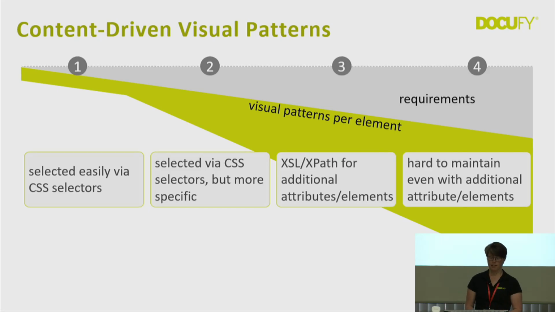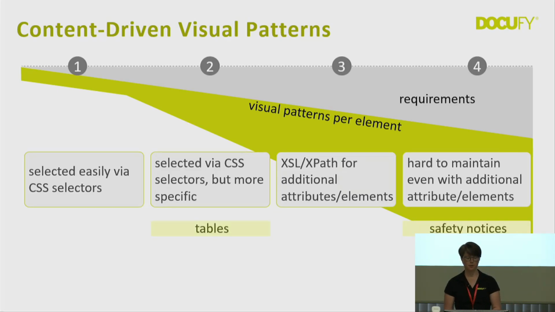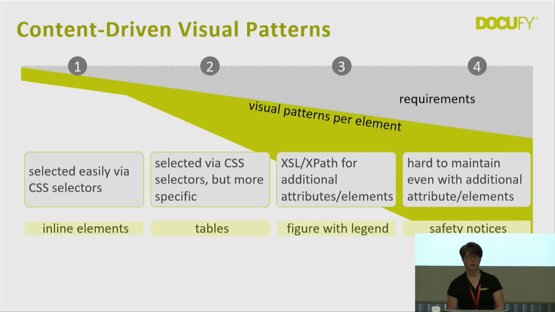Other semantic constructs of the same project might be in different stages. For example, tables might have different attributes, but they are already there and can still be selected. Inline elements are usually less complex, so they can easily be selected, and you just have to believe me on this one. Figures with legends have additional elements and also additional attributes for all the positioning we're doing with it.